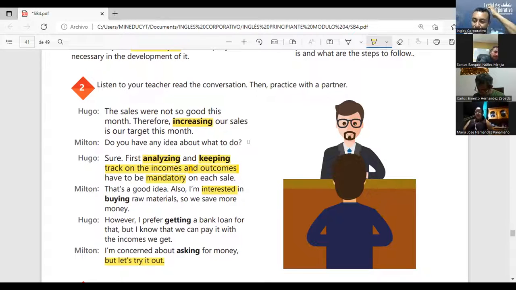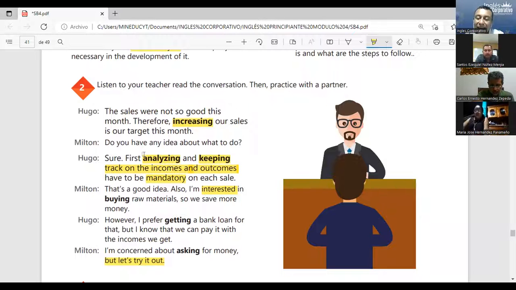Now let's take a moment to pronounce the words. Con el micrófono apagado, tomemos un momento todos para pronunciar estas palabras. Okay, to pronounce these words. Everybody, todos. Everybody. Okay, let's start with the first. Increasing.